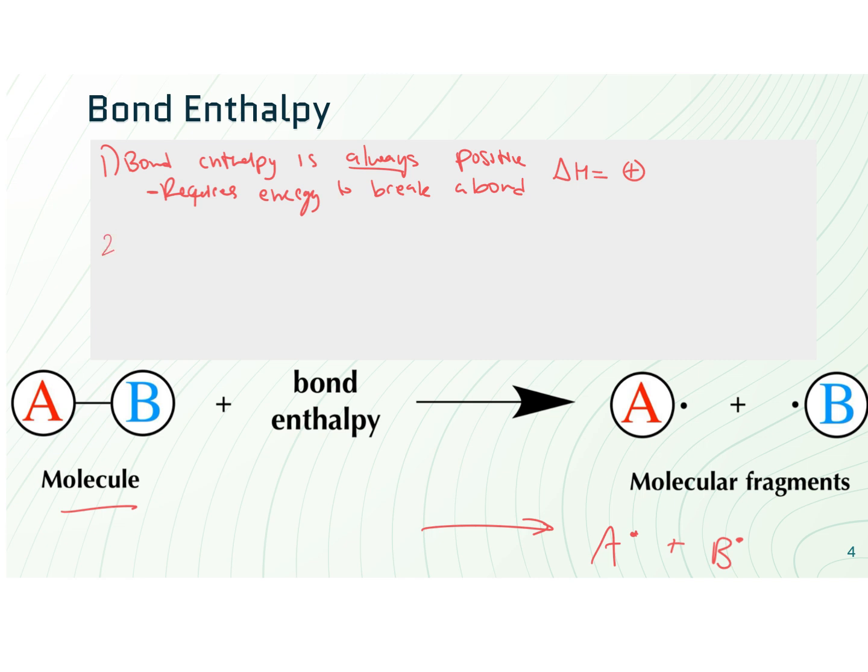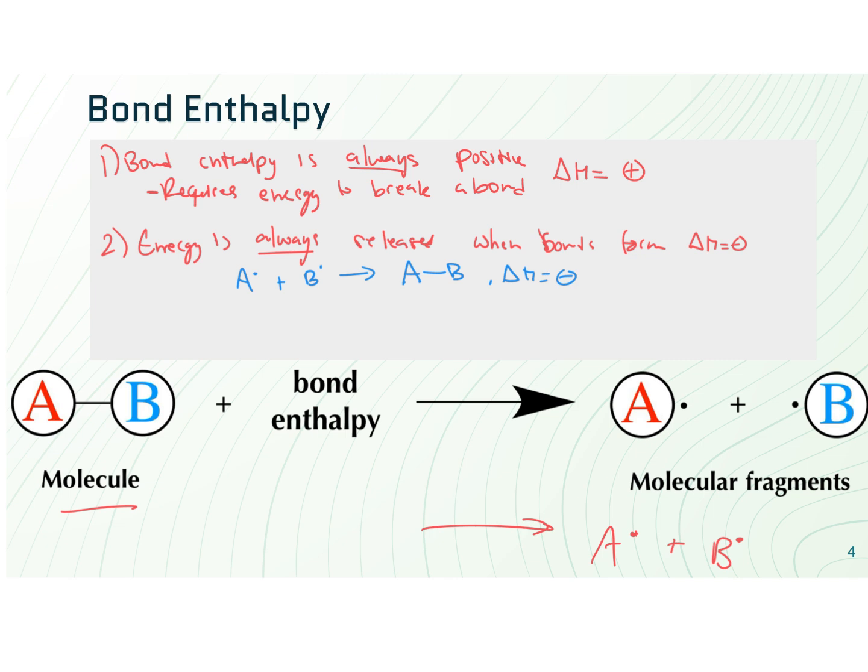2, energy is always released when bonds form. Or in other words, in this case, delta H is negative. So if we have an equation where we have A dot plus B dot, so the exact reverse of what I'm showing at the bottom, come together to make A bonded to B, delta H will be negative. This always releases energy.